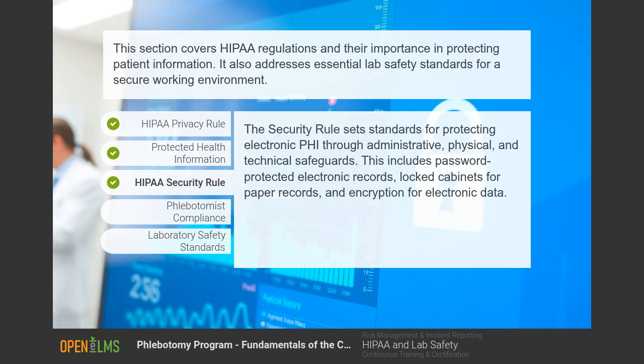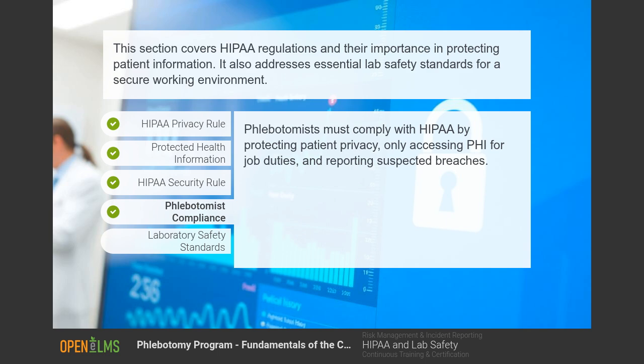The security rule sets standards for protecting electronic PHI through administrative, physical, and technical safeguards. This includes password-protected electronic records, locked cabinets for paper records, and encryption for electronic data. Phlebotomists must comply with HIPAA by protecting patient privacy, only accessing PHI for job duties, and reporting suspected breaches.